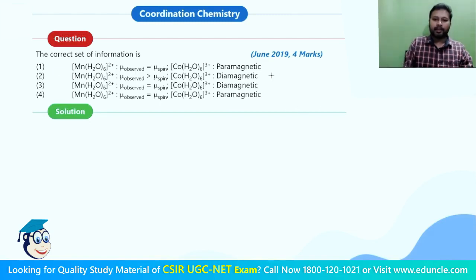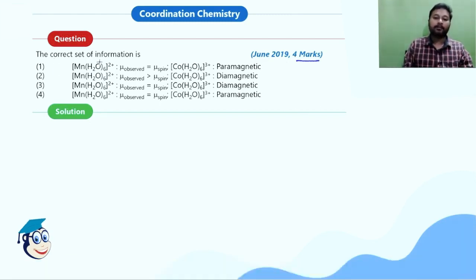Alright, so this was again asked for 4 marks in your June 2019 exam. It says that the correct set of information is, you are given 4 different points and you have to tell which information is correct. Basically, they are talking about manganese in the +2 oxidation state with water as a complex. So I'll just draw it over here.